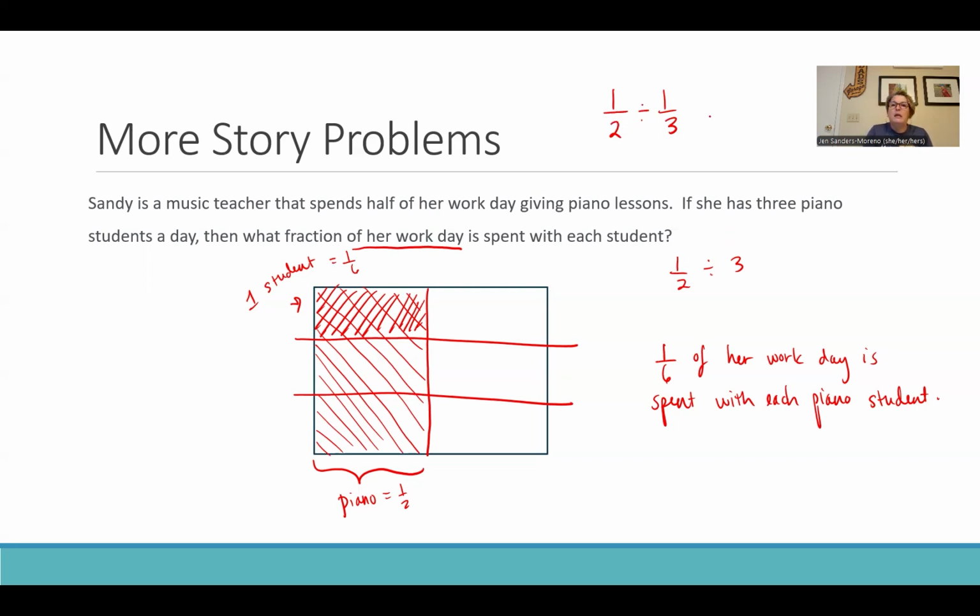So keep, change, flip. And then you would just multiply straight across. We don't have to worry about it for our class, but I just want to let those that are watching this thinking about what's the next step for fraction times a fraction. Honestly, I would probably just go straight to the algorithm and have them just crank out answers that way.